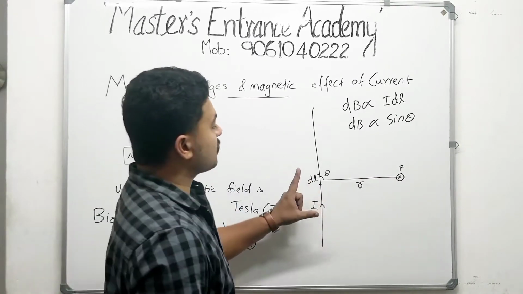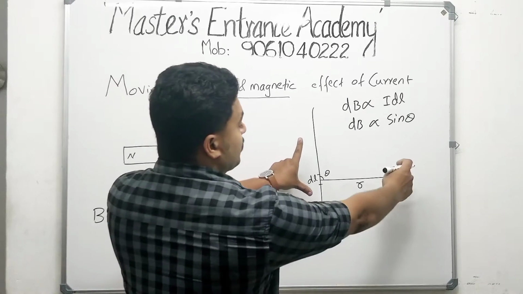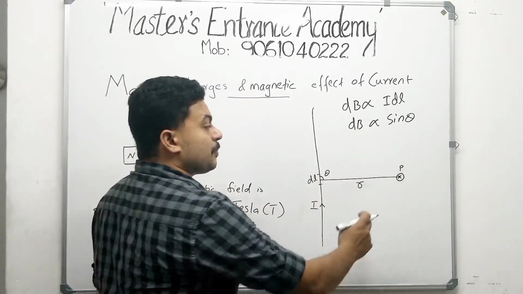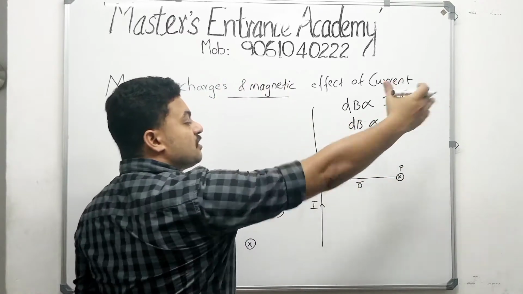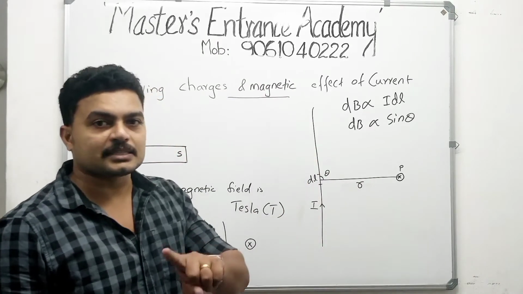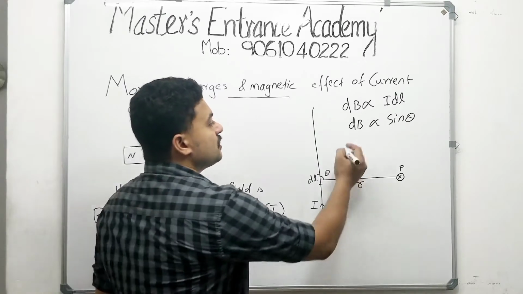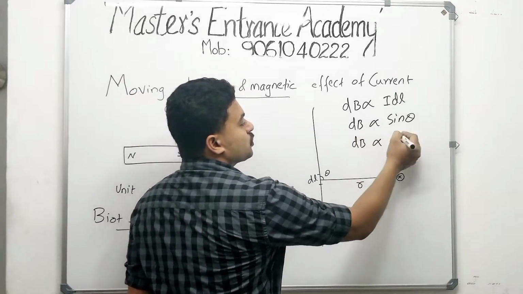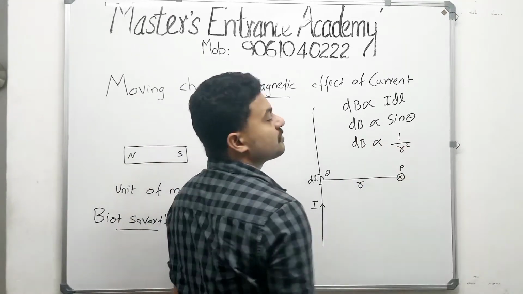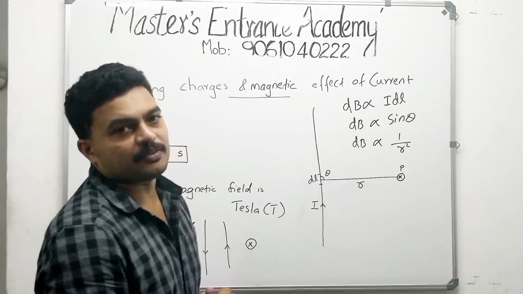If this is the conductor and this is the point, this is the magnetic field. If the point P is at a very large distance from the conductor, what happens? Yes, the magnetic field gets reduced at that point. So it is inversely proportional to the square of the distance. This is the magnetic field relation.